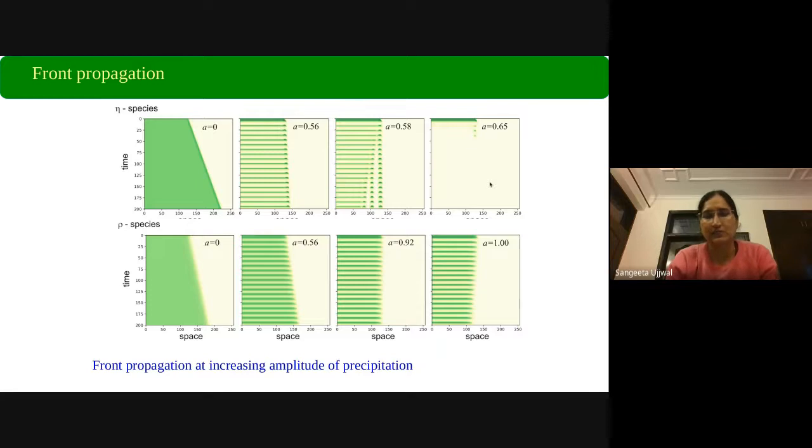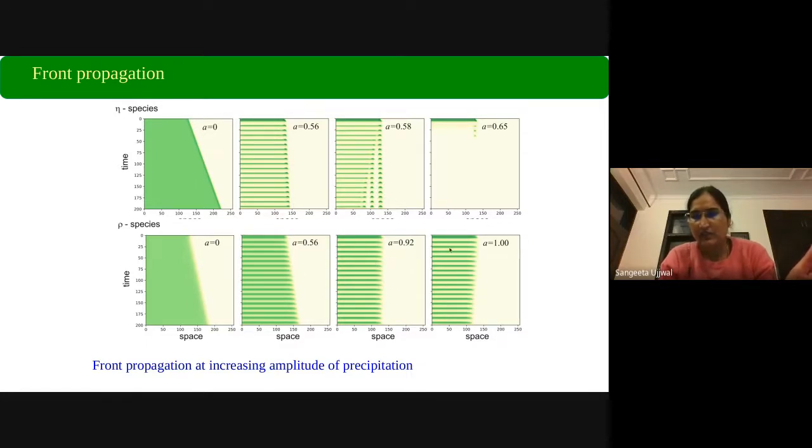So this is for eta species. Something different happened for rho species. Here for A equals zero, the behavior is more or less the same, although the speed of the front is lower as compared to what it was for eta species. But for rho species, as we increase the forcing strength, again these horizontal stripe patterns appear.